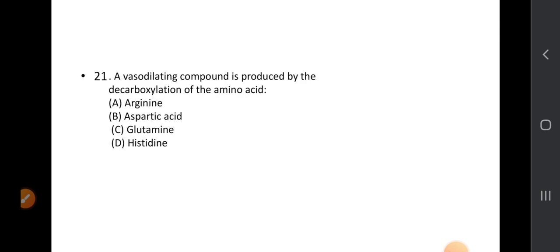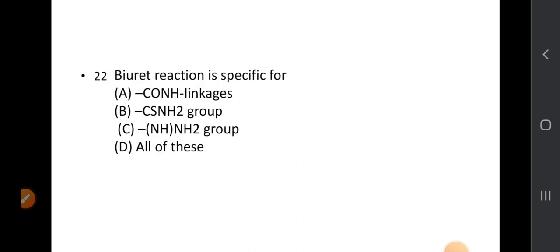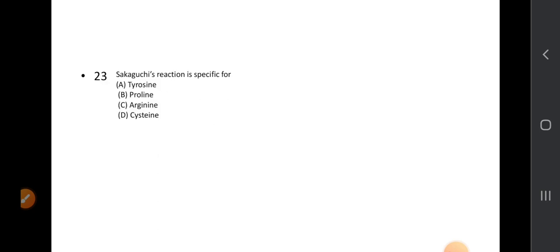21 says a vasodilating compound is produced by the decarboxylation of the amino acid. Which amino acid is decarboxylated for the production of a vasodilating compound? A is arginine, B is aspartic acid, C glutamine, or D histidine. Pause the video, write your answer. 22. Biuret reaction is specific for CONH linkages, CSNH2 group, NHNH2 group, or all of these. Pause the video, write your answer. 23rd question says Sakaguchi reaction is specific for tyrosine, proline, arginine, or cysteine. Pause the video, write your answer.